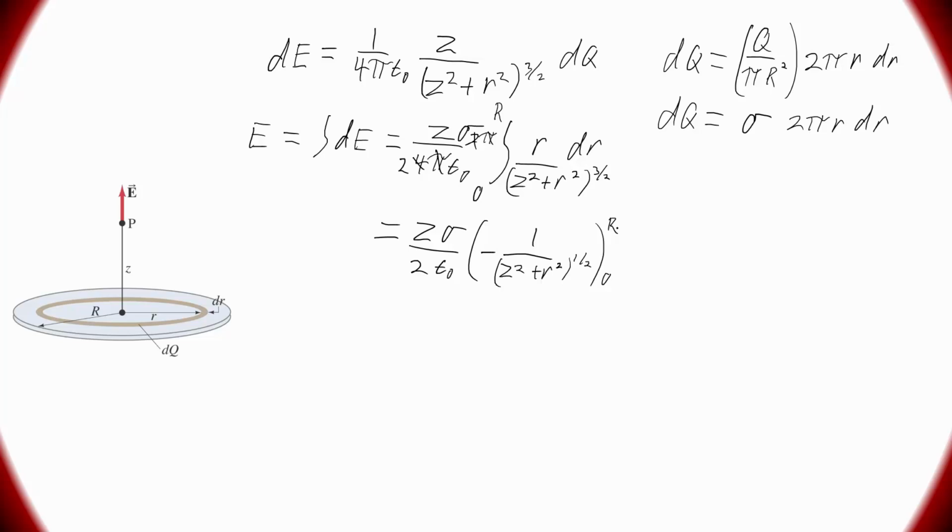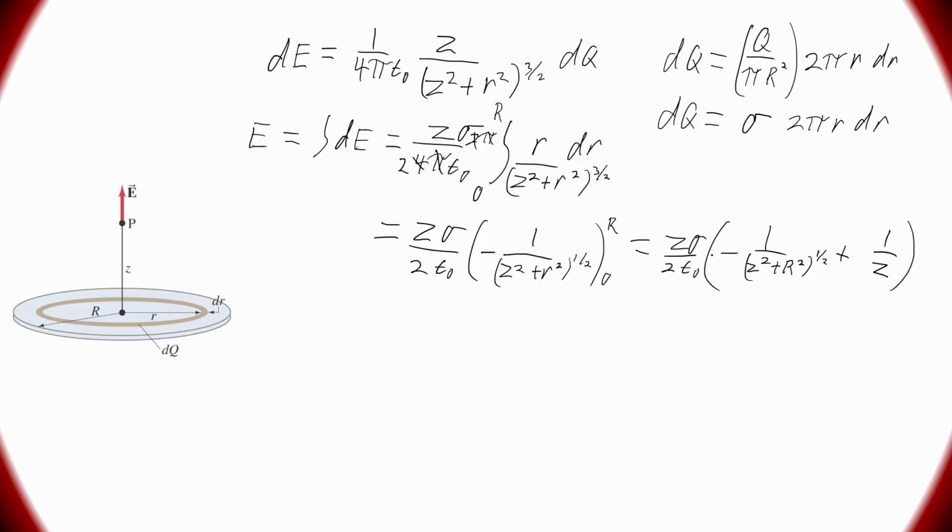So if you plug in r, we'll go ahead and do the full thing. You're going to have negative 1 over (z squared plus big R squared) to the 1/2 power minus, now you're going to plug in 0 here. So you're going to get 1 over z squared to the 1/2 power, which is just going to be a z. But then we're subtracting it, so that actually gives us another negative sign there.